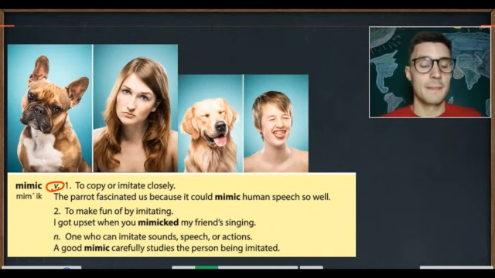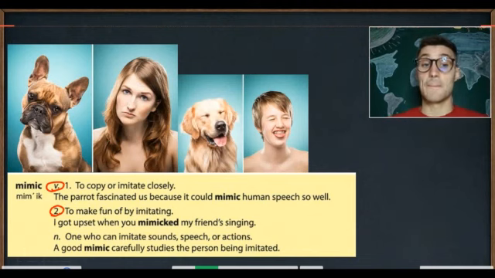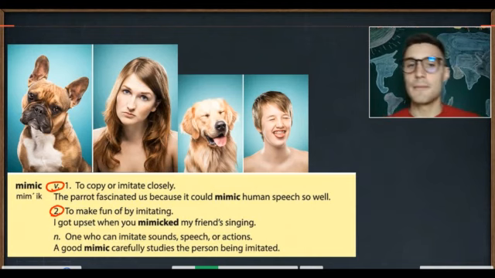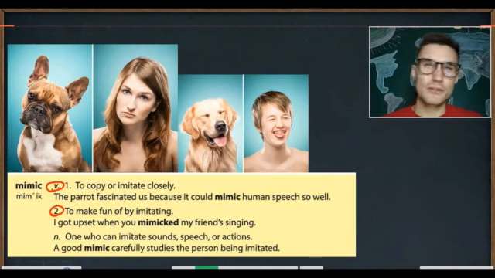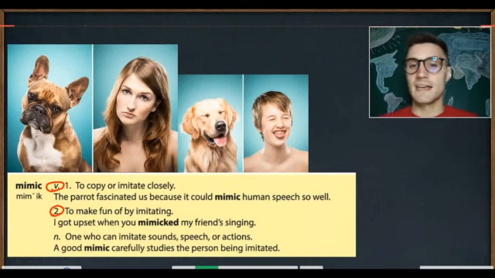The second meaning for the word mimic, the verb meaning, is to make fun of by imitating. Mimic. So this is in a bad way, to make fun of someone. If your friend has a limp, and you walk in the same way, you mimic them, not to make them feel better, to make fun of them, right? So that's a bad way. I got upset when you mimicked my friend's singing.